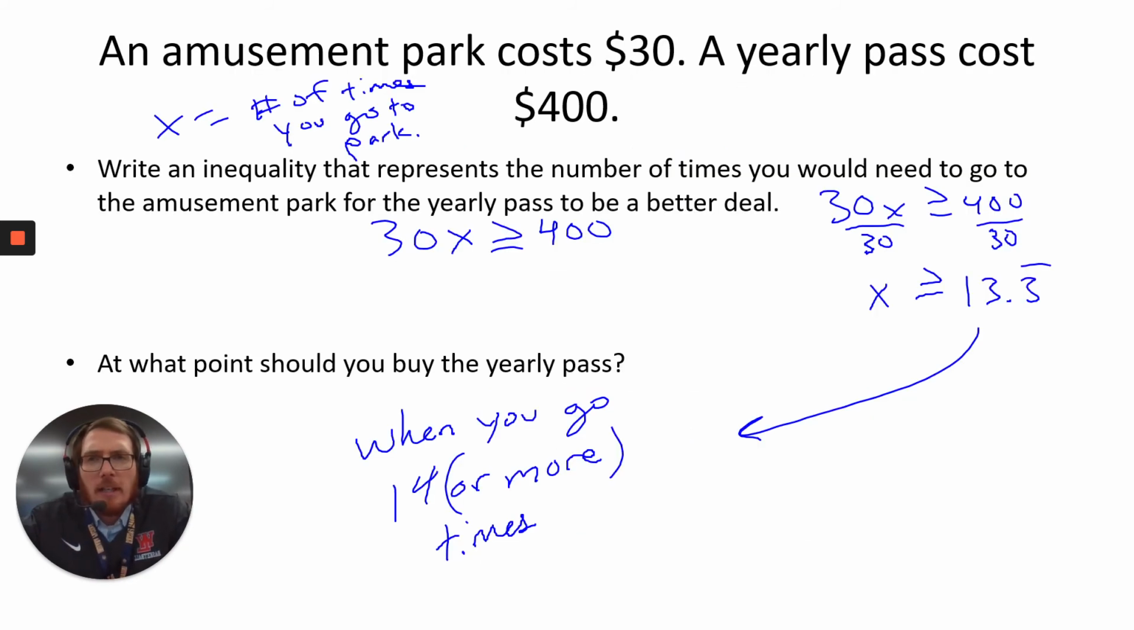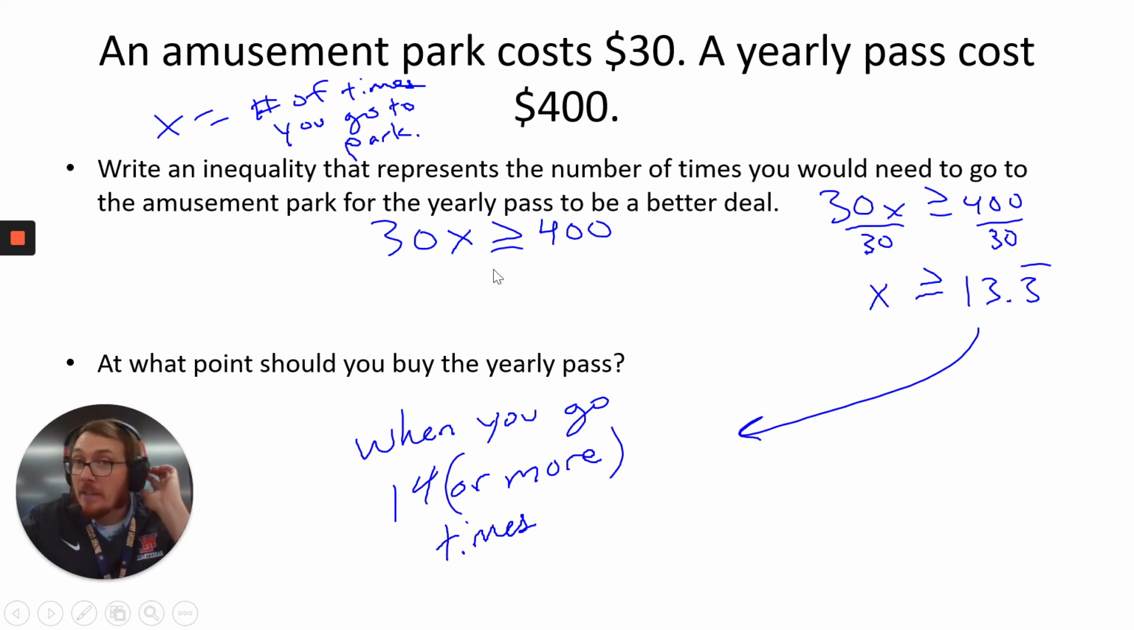Okay, next thing that we're going to look at is just writing an inequality based upon some information. The inequality that represents this situation, first thing to make sure of is that you define your variable. So in this question, you don't know how many times you've gone to the park, so that's your variable. It costs $30 to go to the park each time. A yearly pass is $400.